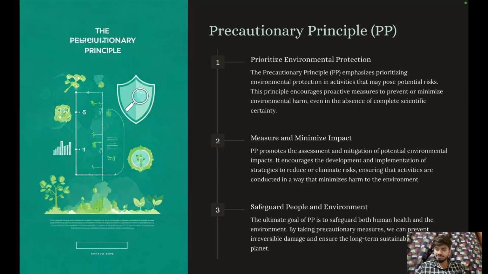Safeguard people and environment. The ultimate goal is to safeguard both human and environmental health. By taking the required measures, we can prevent irreversible damage and ensure long-term sustainability of our planet.